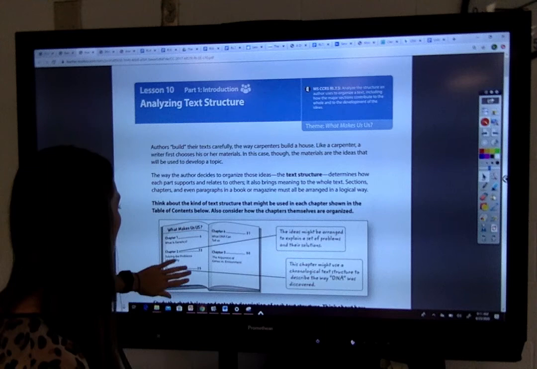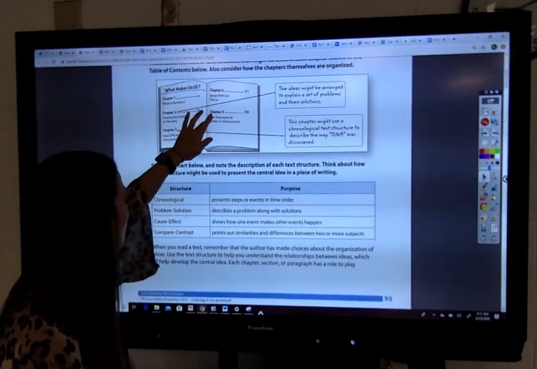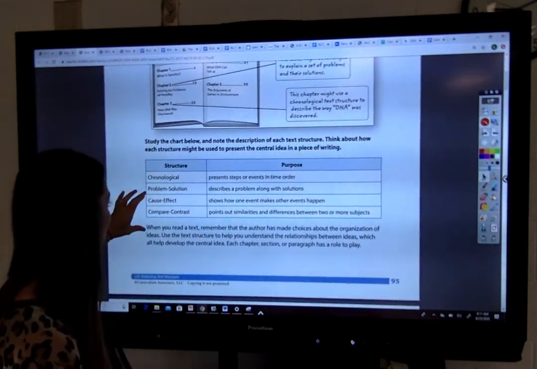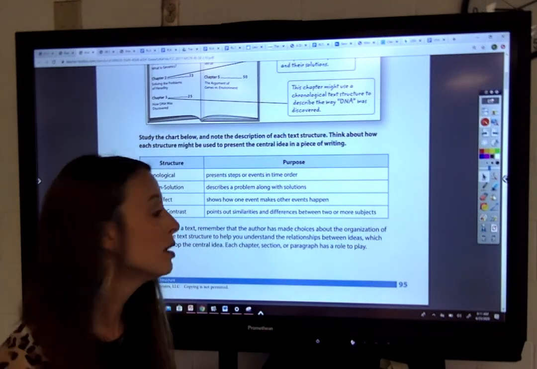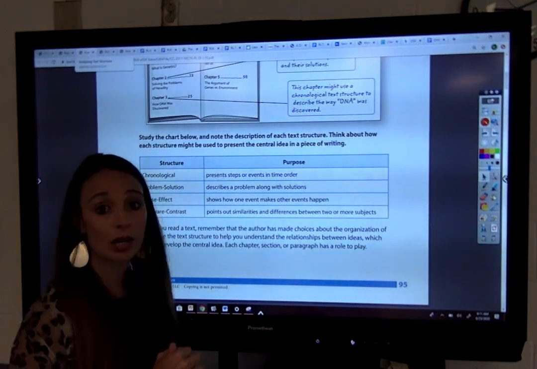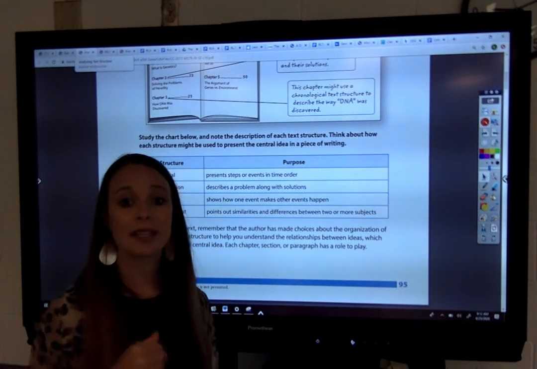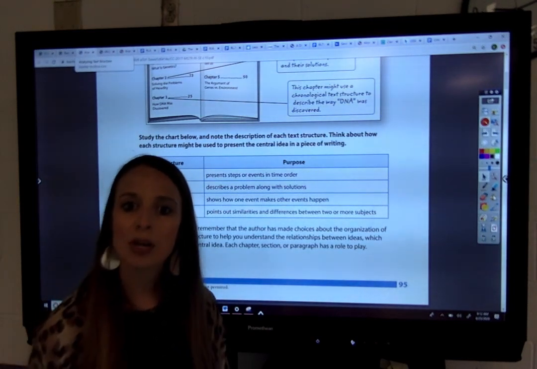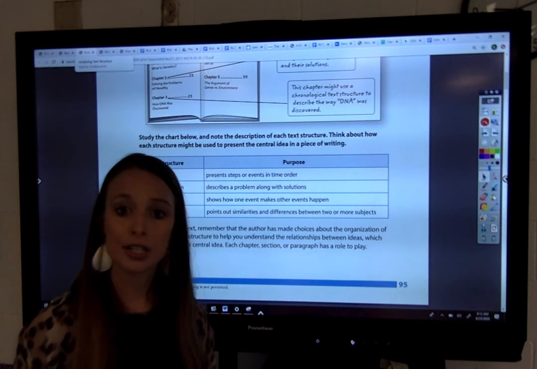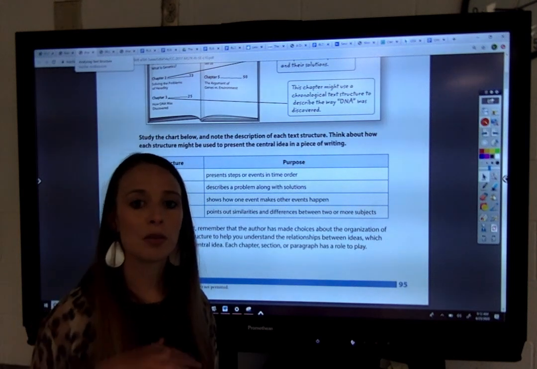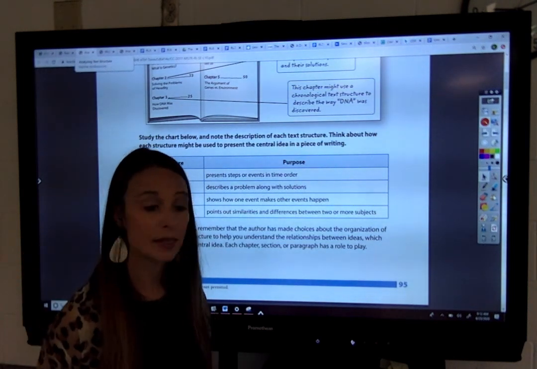If you're familiar with, as we've talked before, there are four different types. And actually, we talk about a fifth type as well. The first type of structure is chronological. Chronological is in the steps, in time order. We also sometimes call that sequential order. First, second, third. It's when the story is told in order of how it happens.